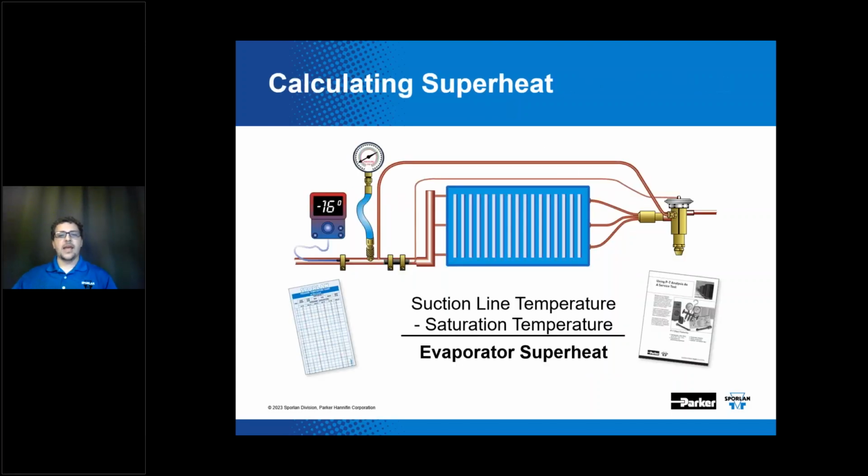All right, as a technician, you're going to need to be able to calculate superheat, especially for troubleshooting purposes. In order to calculate superheat, you're going to measure the suction line temperature near the sensing bulb. You'll then resort to a gauge to find the evaporator pressure, and you will correlate that evaporator pressure to a PT chart to find the saturation temperature in that evaporator. By taking the difference between the suction line temperature and the saturated temperature in the evaporator, that's what we're referring to as superheat.